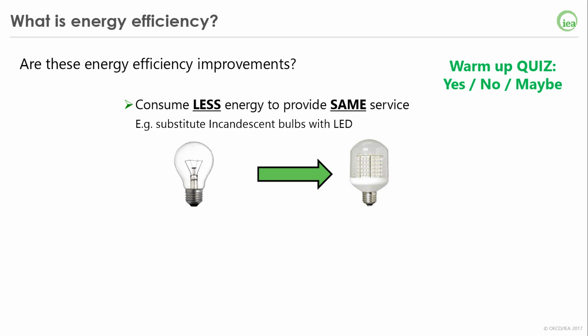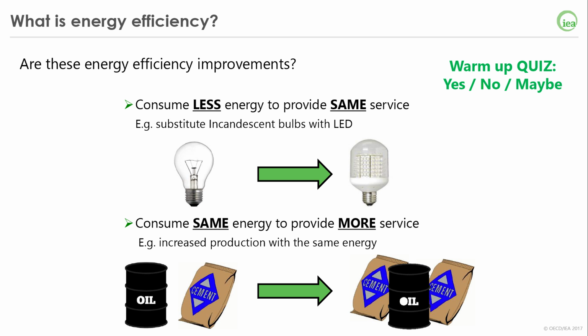Think about it. I'm going to give you another example, and then I'm going to give you some answers. Is the consumption of the same amount of energy while providing more service, as for example producing more cement, consuming the same amount of energy, an efficiency improvement? Think about these 2 cases, and if for you they represent efficiency improvements. Yes, these 2 examples represent efficiency improvements. If you thought yes, the answer is correct.